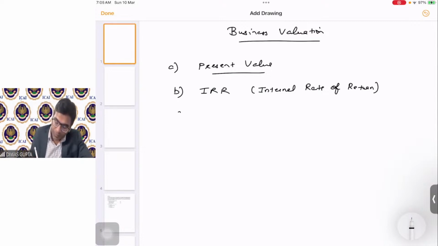Now, third part is ROI, return on investment, which was very easy, students. Whatever amount we have invested, whatever return we are getting on that, is called return on investment.